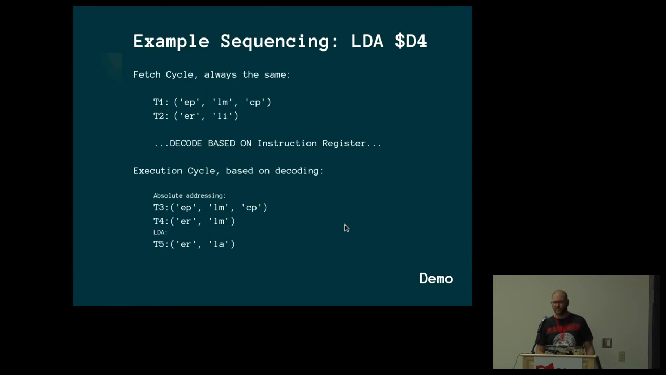So, the sequencer and decoder. First, the fetch cycle. It's the same for every single instruction because it doesn't know whether it's a load A yet or not. Then, once it reads that from memory, it'll say, okay, I understand that it is a load A, so I'm going to do that specific execution cycle, which in this case is: we want to latch into memory from the program counter, figure out what address we're going to be looking at, then access that memory address, and then latch it into A.